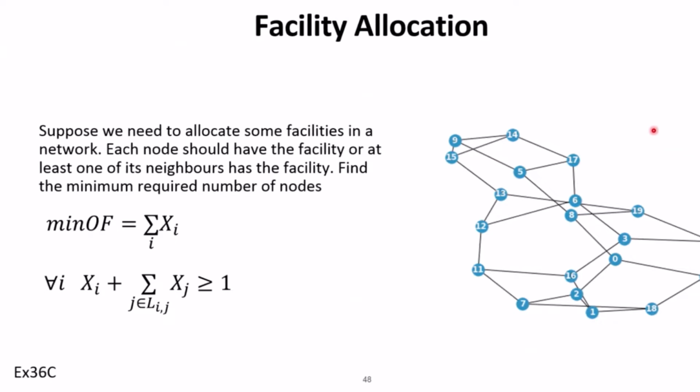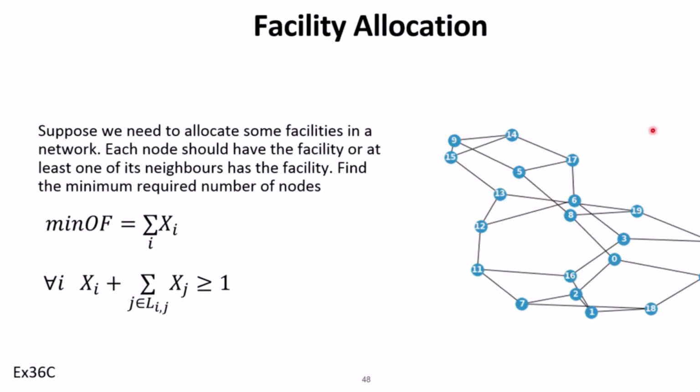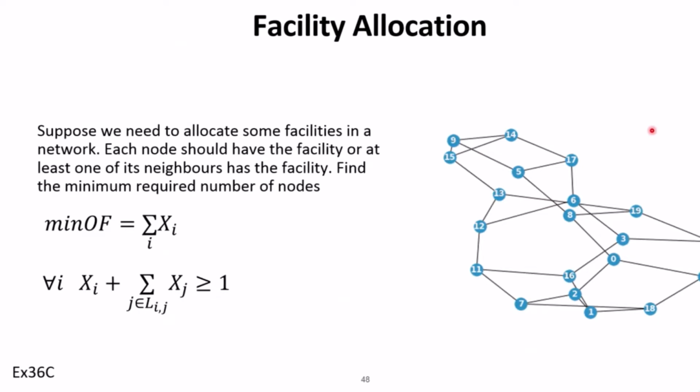This example is called the facility allocation. Suppose we are about to allocate some facilities in a network, and each node should have that specific facility, or at least one of its neighbors or connected nodes has that facility. So we want to find out the minimum required number of nodes to allocate these facilities.